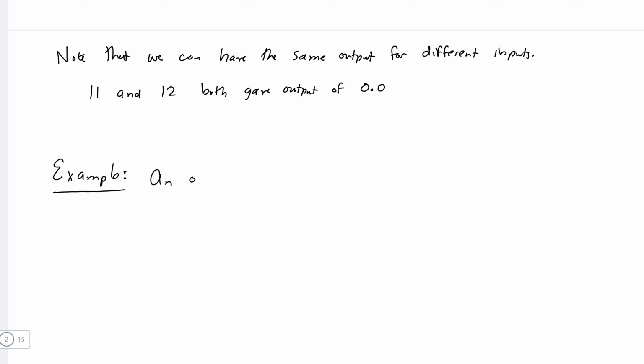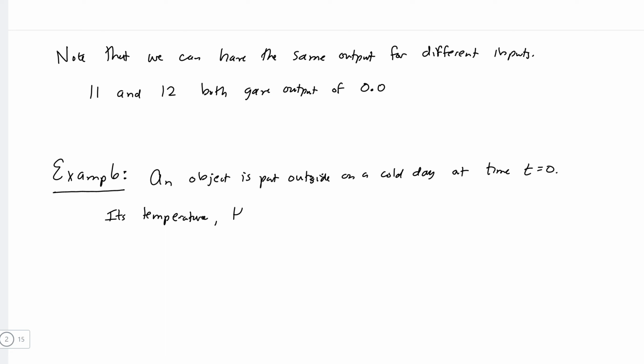So let's say an object is put outside on a cold day at time t equals 0. So its temperature, say this is given by h equals f of t, and we're going to say this is measured in degrees Celsius, is given by the following graph.